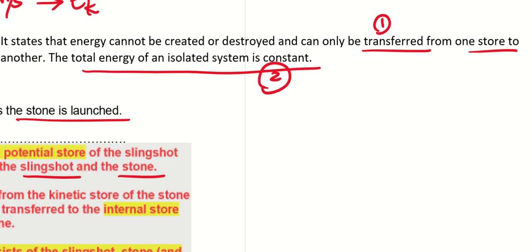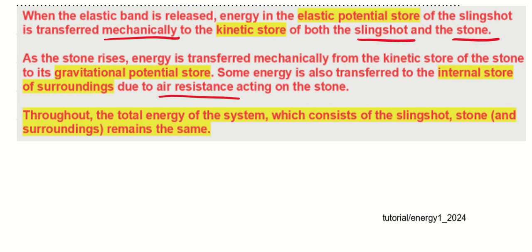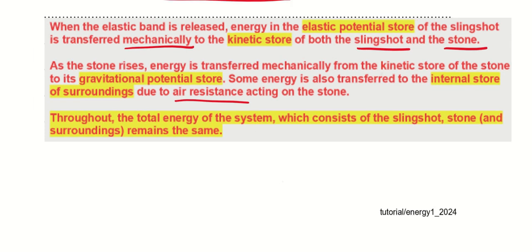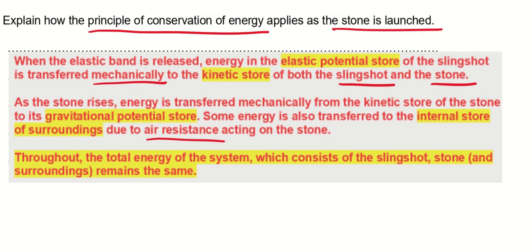Then we need to apply the second concept, which is the total energy of an isolated system is constant. So how do you write it? Throughout, the total energy of the system, right, which actually consists of the slingshot, the stone, and also the surrounding, remains the same. So for this question, it only involves the slingshot, the stone, and the surrounding. So this is our isolated system. Okay, and we must just add in this statement that the total energy of the system remains the same. So this is how you write your answer to show how principle of conservation of energy is being applied.